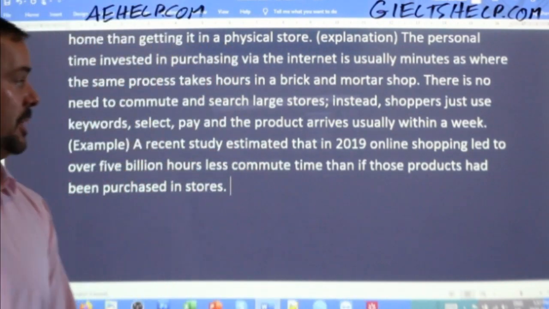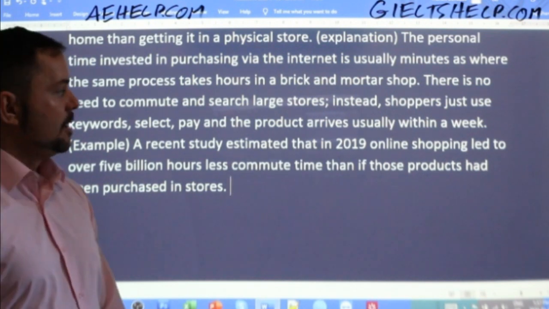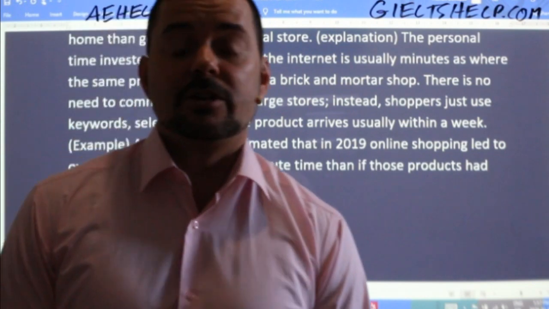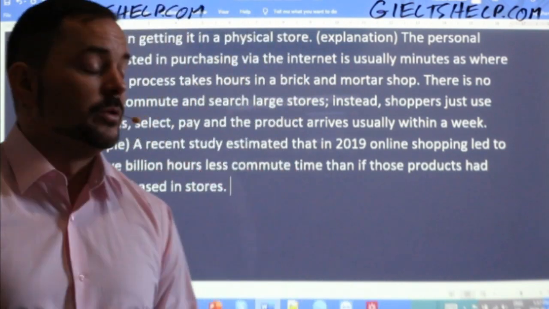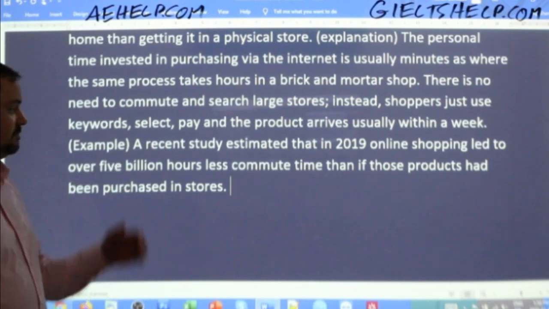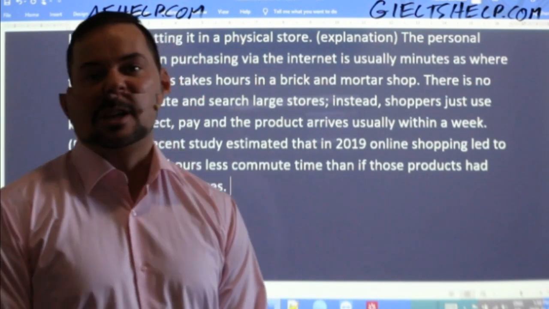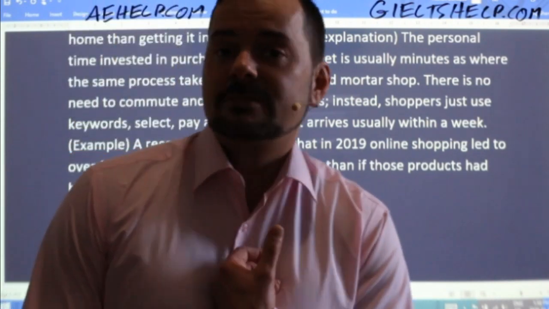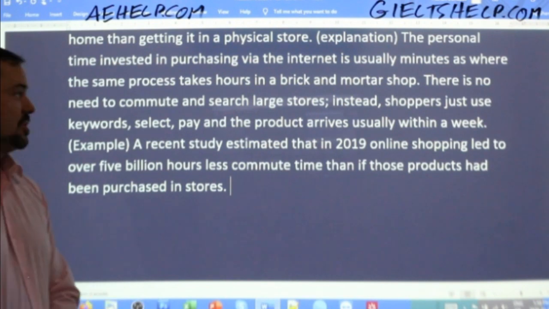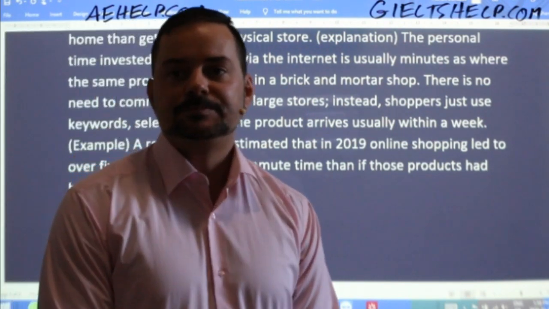There's 8 billion people on planet Earth. A lot of us do shopping online throughout the year. We go to stores near and far if we don't have a chance to buy those products online. So we could probably say that roughly 5 billion hours, nobody's gonna care. Your examiner doesn't care. If I'm your examiner and I read that sentence, I would just say, hey, that's great. Sure, why not? I believe you. Give you a good band score.